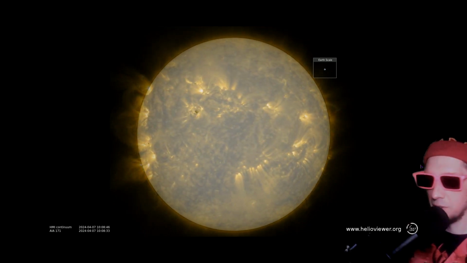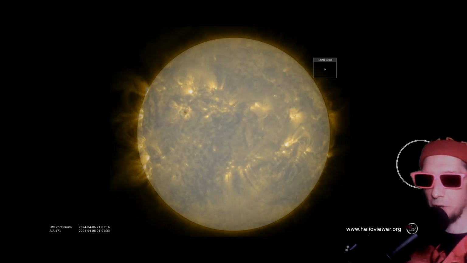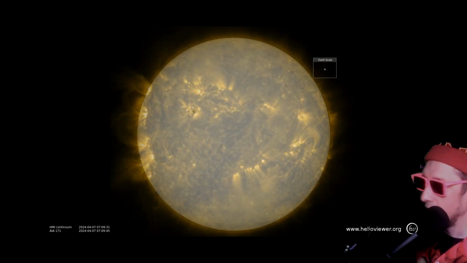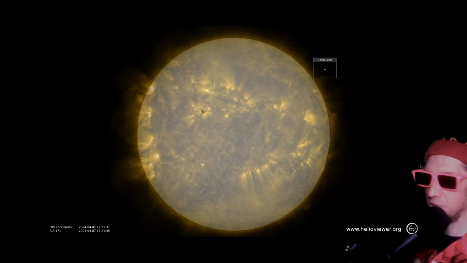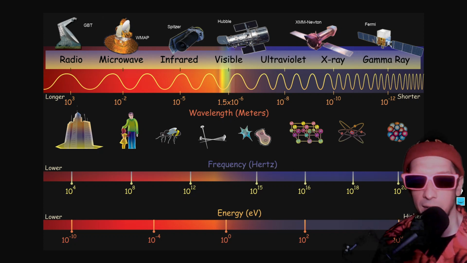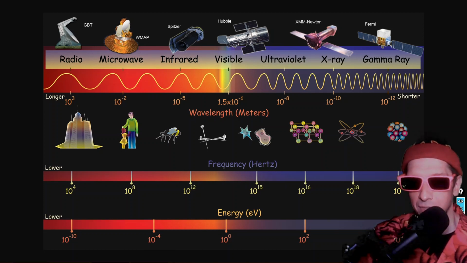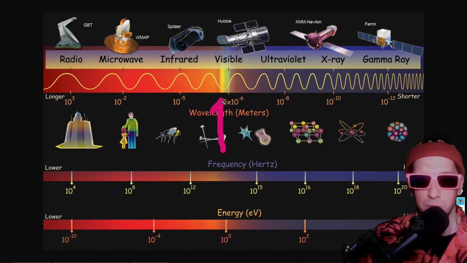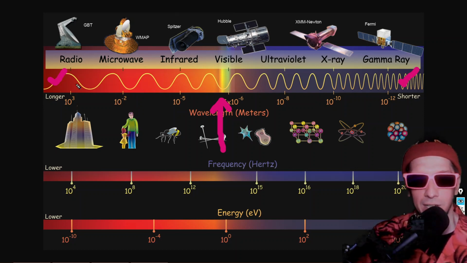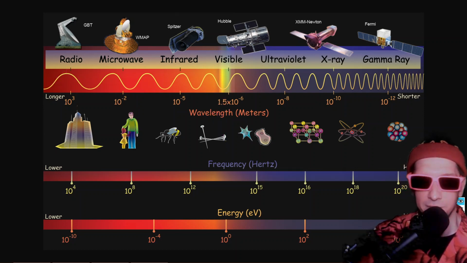Let me explain what the 171 angstroms is, because we get lots of comments where people say that's CGI. And ultimately it is CGI. Well, all digital imagery is CGI. Keep in mind, folks, with the human eye, you're only able to see a small portion of the electromagnetic spectrum. These are all photons, with different frequencies, different wavelengths, however you want to call it.